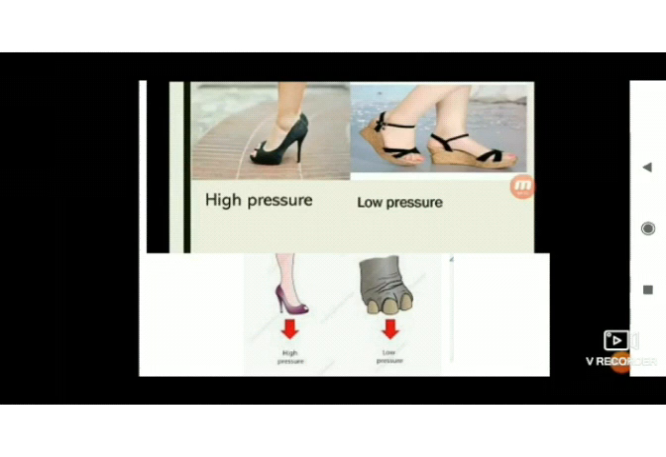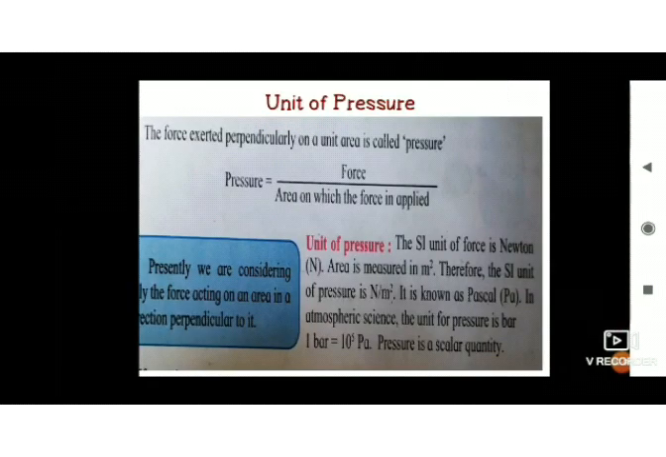You can see the picture given in the slide, and you can understand: less area, high pressure; more area, low pressure. The unit for measuring force is Newton, that is N, and area is measured in square meters, that is m². So the unit of pressure is Newton per meter square. The SI unit for measuring pressure is Pascal, Pa, and it is expressed in Newton per meter square. It is named after Blaise Pascal, a French mathematician and physicist.